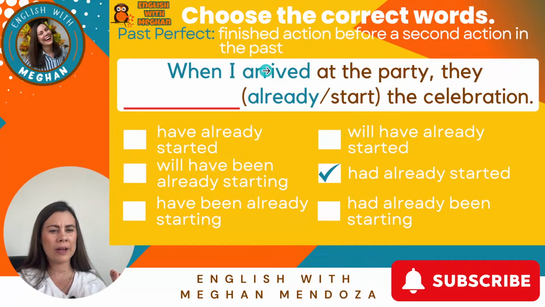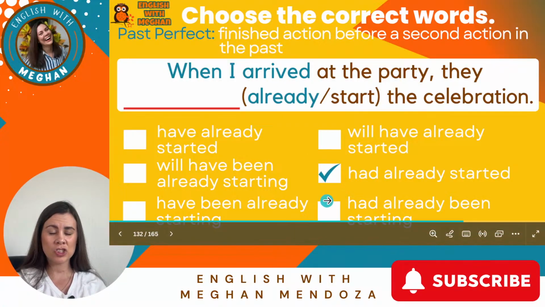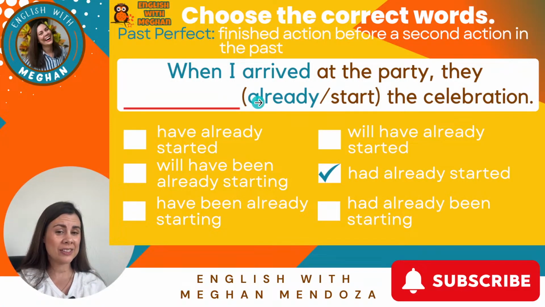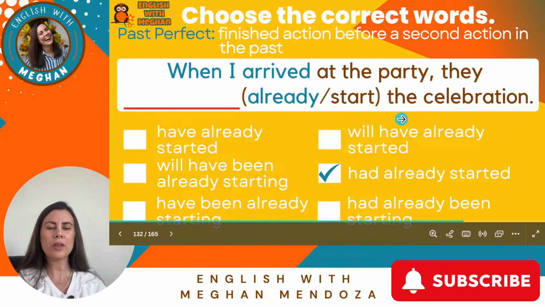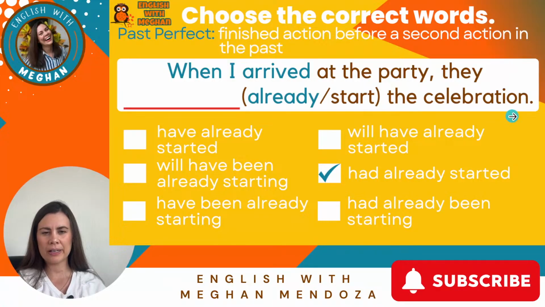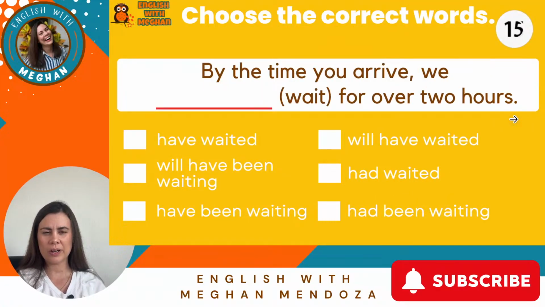So when I arrived, now it's not had already been starting, which is the past perfect continuous, because this action with already, this action is done. It's not continuing, right? So when I arrived at the party, they had already started. And remember, if you have an adverb that needs to go in there, you put the adverb after the have, or the had. Okay?